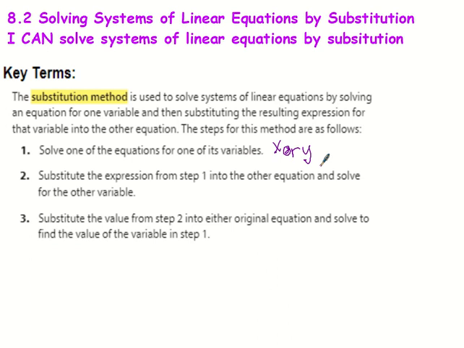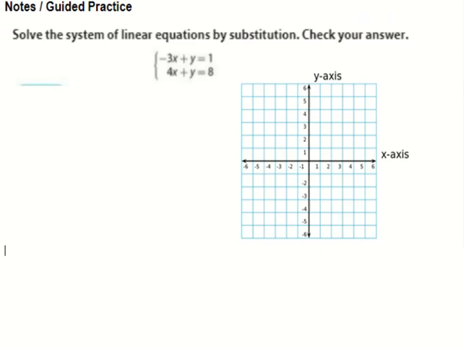Step two, we're going to substitute the expression from step one into the other equation and solve for the other variable. So if we solve for y in step one, in step two we solve for x. And then step three, we take our answer from step two and substitute it again into the original equation from step one and then solve for the original variable that we solved for. I know that sounds really confusing when I first read it, but it's solve, substitute, solve, substitute, solve is kind of the steps. I know this is a graph, it's just so that we can check our answer on this graph, okay?